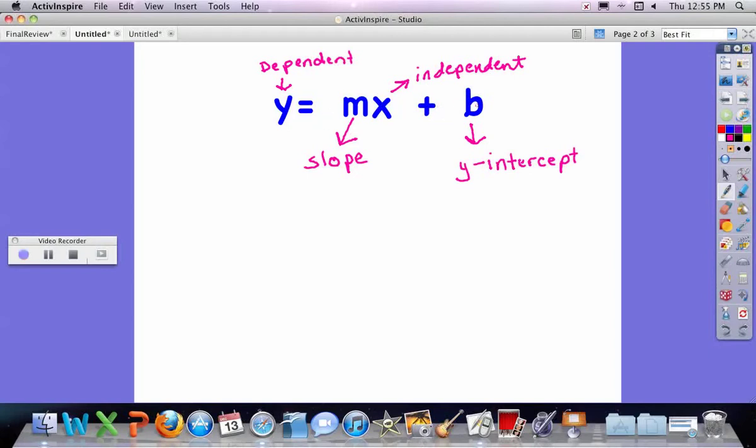The y is always your dependent variable. The x is always your independent variable. And usually those two things you just have to leave alone.